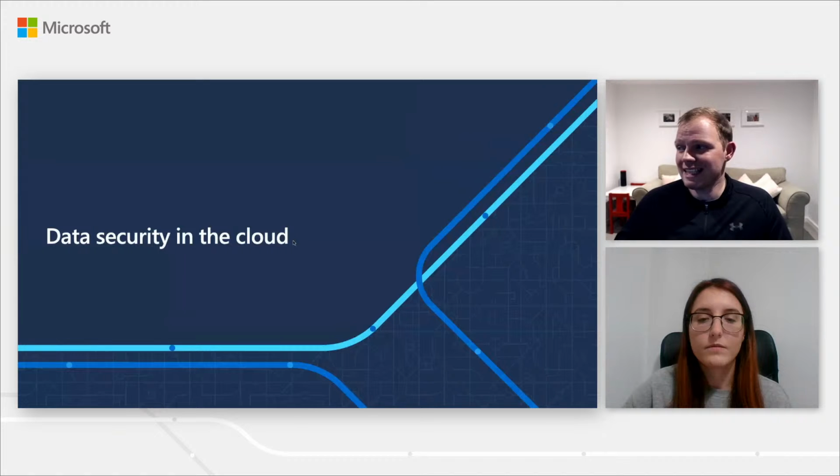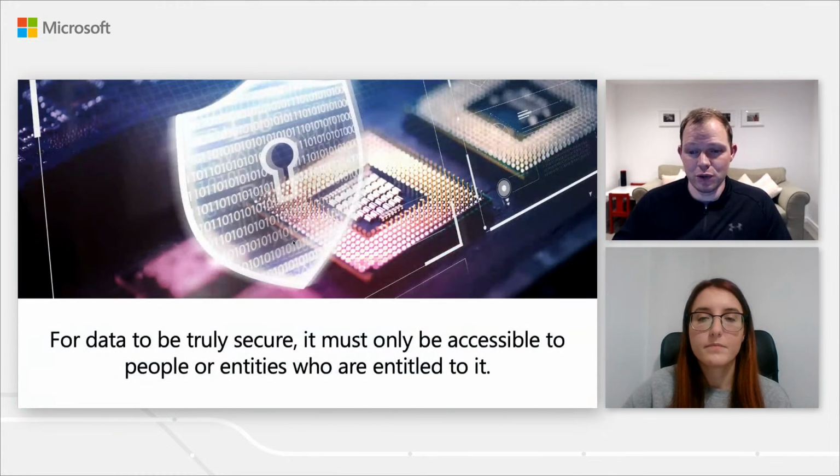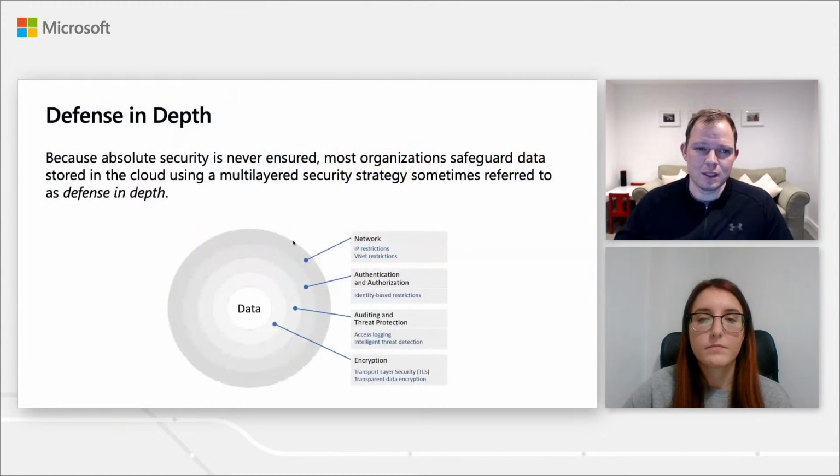Let's go ahead and look at data security in the cloud. For data to be truly secure, it must only be accessible to people who are entitled to it. That sounds obvious, right? A data breach occurs when an unauthorized party gets access to data that they shouldn't have access to. So data security and protecting our data is really, really important. In the cloud, there are some ways that we can do that.